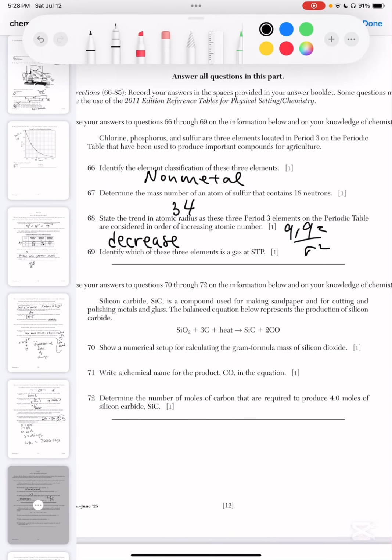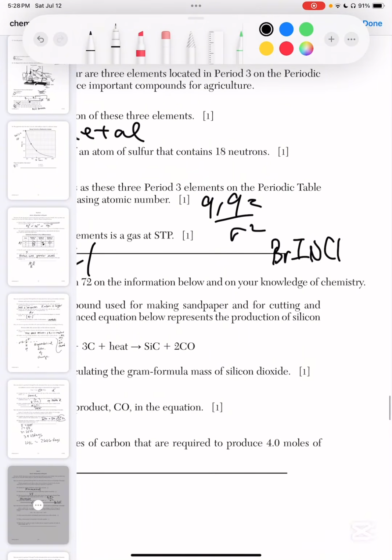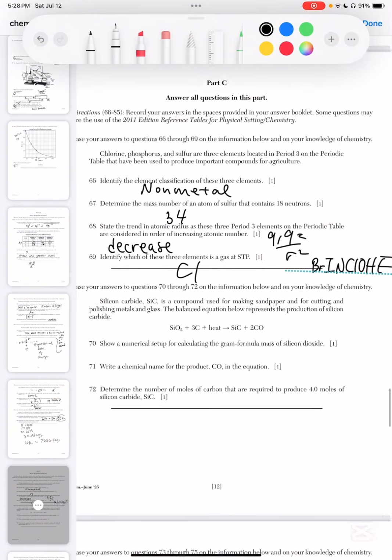Identify which of the 3 is a gas. Chlorine. You have your Dr. Brinkelhoff as your mnemonic: bromine, iodine, nitrogen, chlorine, oxygen, hydrogen, and fluorine.